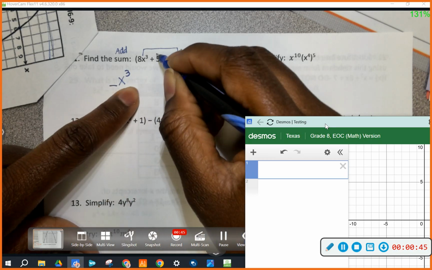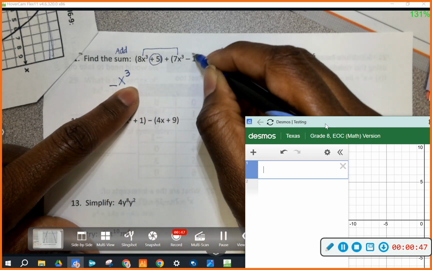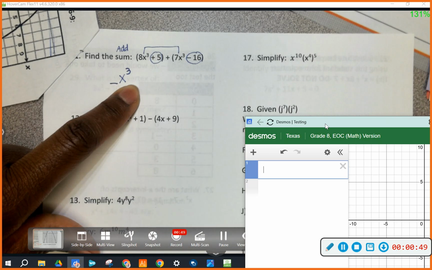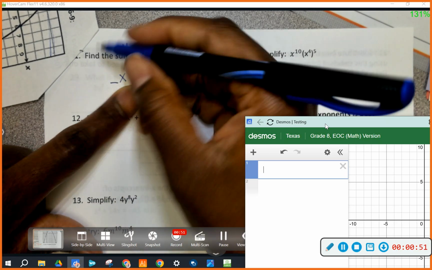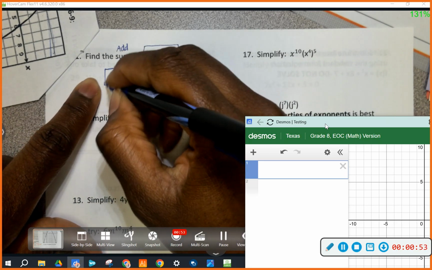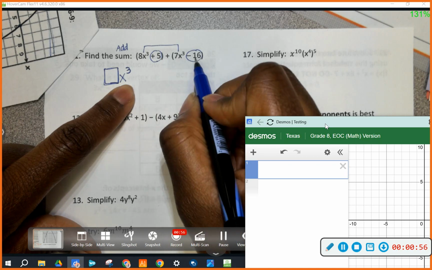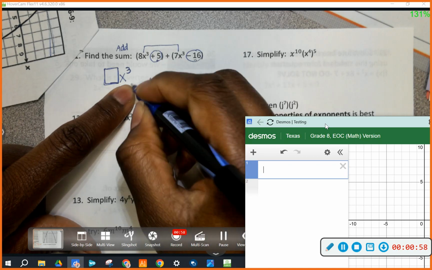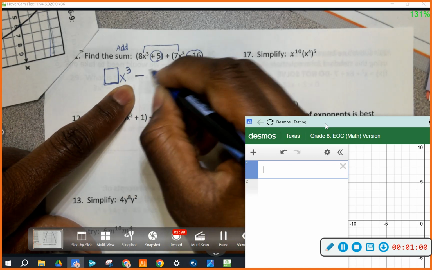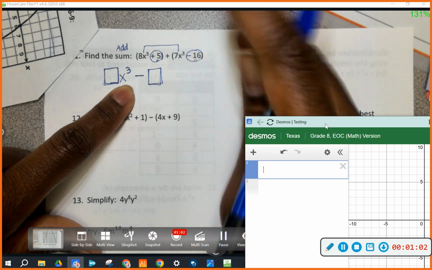And then you're going to combine 5 plus negative 16. Put it in decimals to help you. So go ahead and fill in the blanks. What goes in front of the x to the third? Do these ones have x's? No. So the answer, I'm going to tell you right now, it should be a negative something that's going to go in that spot. You can do that.